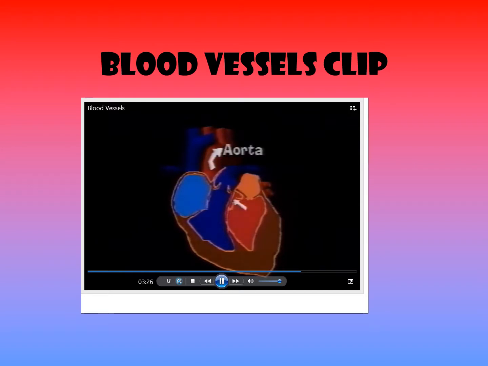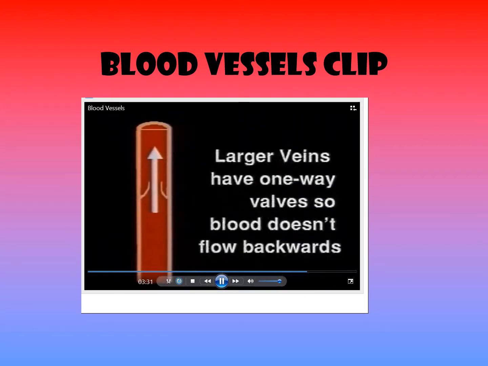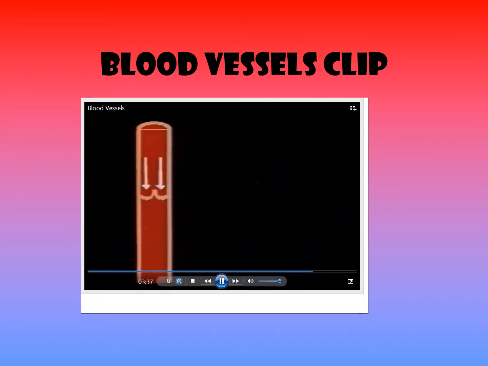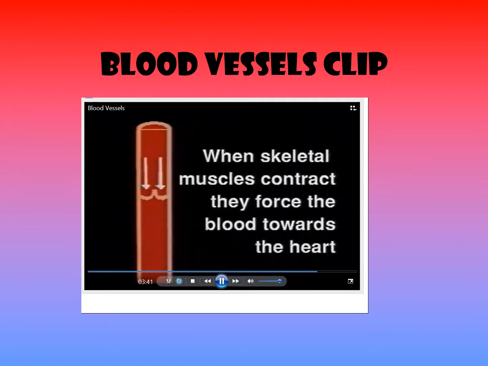There are 2 things that help to move the blood through the veins. The larger veins have one-way valves that prevent the blood from flowing backwards. The veins are located between skeletal muscles, and when the muscles contract, they force the blood forward through the veins and towards the heart.